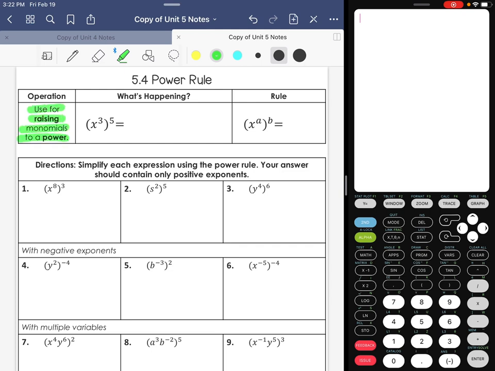And you can see here that we have x to the third power, and then all of that is raised to the fifth power. So we're taking something that already has an exponent and taking it up a notch, so to speak. So think about what x to the third means. X to the third means x times x times x. And so what we have is x times x times x, 5 times.